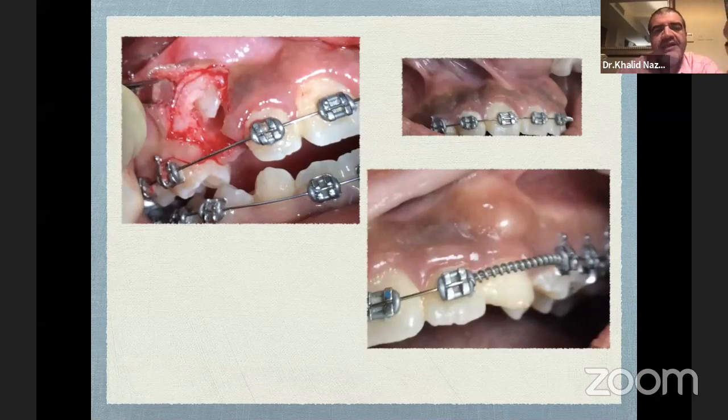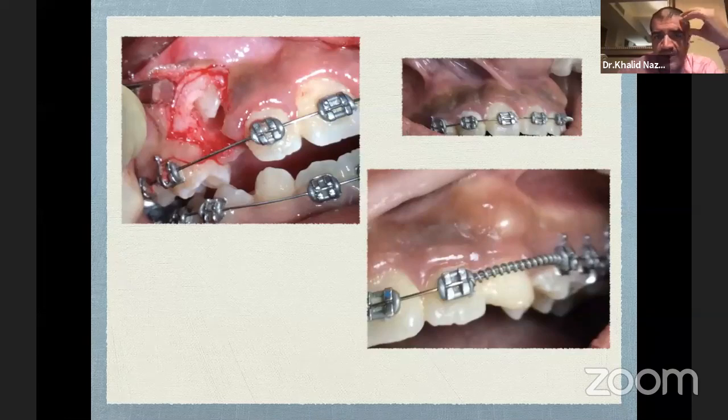When we have buccal position of the implant of the canines, it becomes challenging, because it's not only that we want to move the canine properly, but we want to maintain good amount of attached mucosa and keratinized mucosa around it.